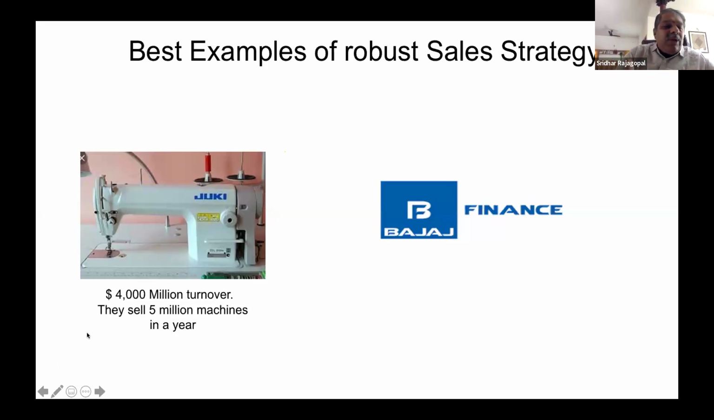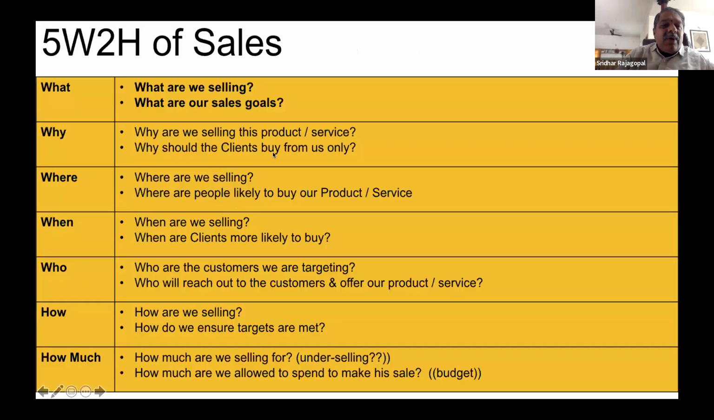You will not find any of their advertisements. You will not find a Juki advertisement on TV or wherever, but they are so integrated into the industry the world over that their machines are sold in almost 180 countries. That's a very classic case that you can study as far as a robust sales program or sales strategy is concerned. Going back, the 5W2H for sales is also very important.